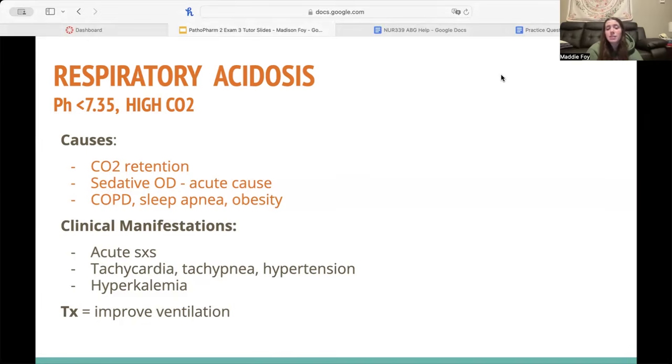So if someone ODs on sedatives and they're having shallow, ineffective respirations, they are at immediate risk for acute respiratory acidosis. If it is acute, you can see signs and symptoms like tachycardia, tachypnea, and hypertension. So we're talking all things fast and high: high heart rate, high respiratory rate, high blood pressure. Treatment here is improving ventilation because once you can start getting them to blow off that CO2 and bring down that level, you can start seeing that pH compensate back towards a more ideal value.